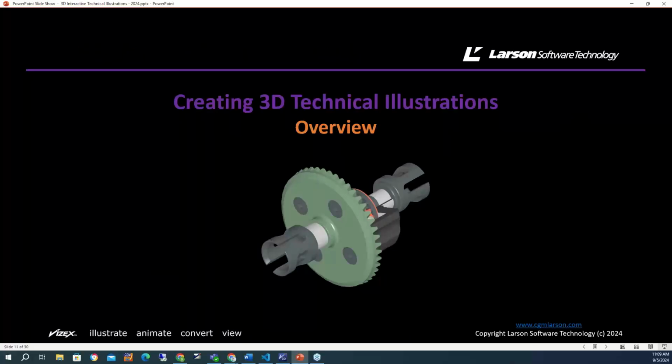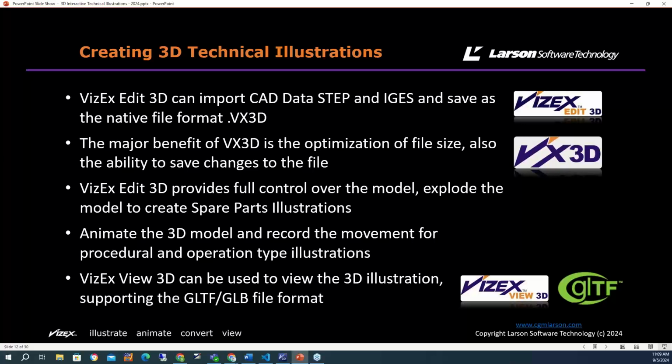So let's look at an overview of how we're going to create these 3D technical illustrations. So I said we would import the STEP or IGES file, then probably save as a VX3D file, which is our own native format. Why we'd want to do that is usually because if you want to save it in a state that you could go back to and revise, we couldn't really do that with the engineering data. So we created this file format so you could save the changes to a file and then revisit them, either to revise them or to finish them off.